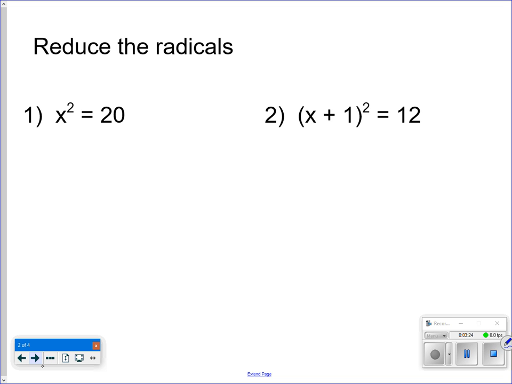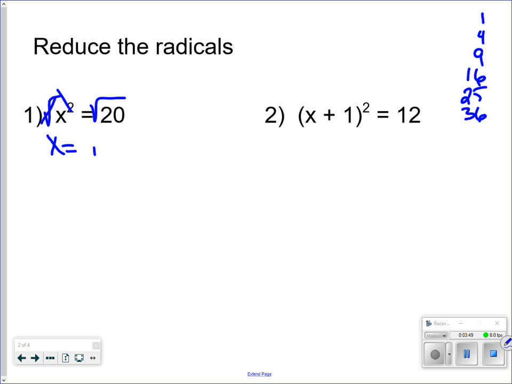Okay, now the next few that we're going to look at are numbers that are not on our perfect square list, so we're going to have to break them apart. I'm going to give you some perfect squares again over here. And we'll be using numbers off of that list. All right, number 1, x squared equals 20. Square root, both sides. Cancel, cancel, x equals, plus, minus.